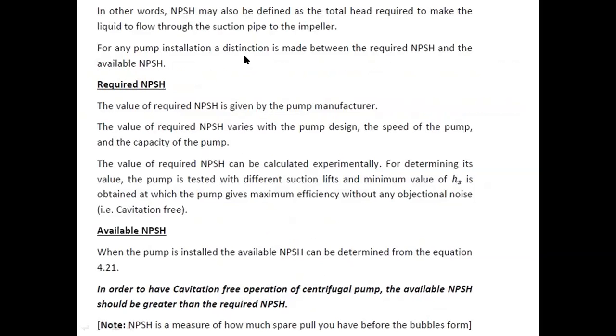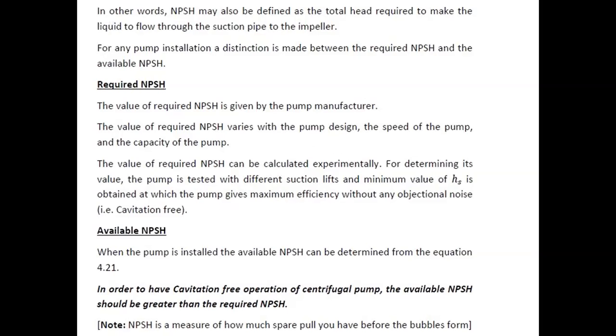For any pump installation, a distinction is made between the required NPSH and the available NPSH. The value of required NPSH is given by the pump manufacturer. It varies with the pump design, the speed of the pump, and the capacity of the pump. It can be determined experimentally: the pump is tested with different suction heads, and the minimum value of HS is obtained at which the pump gives maximum efficiency without any objectionable noise, so cavitation free.